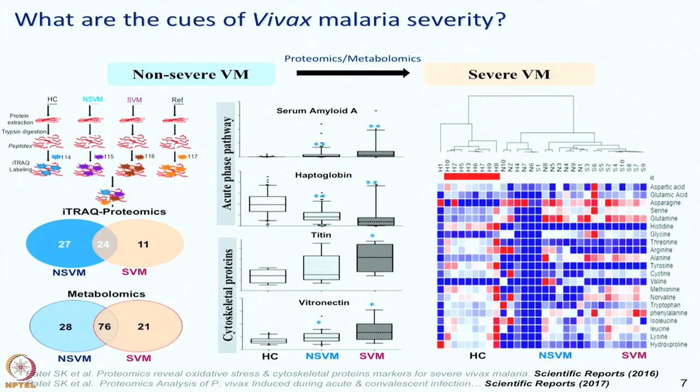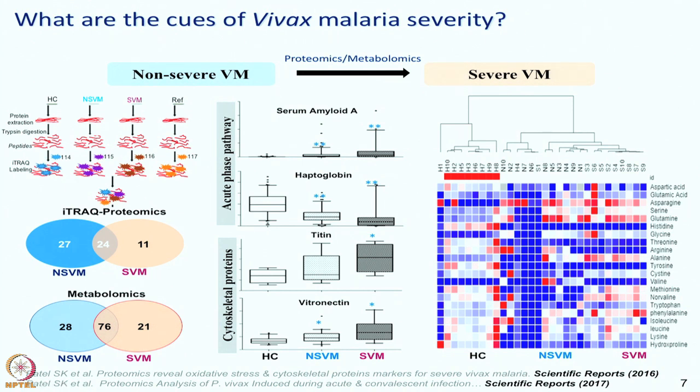So in this light, we did a quantitative mass spectrometry based workflow, where healthy individuals, non-severe vivax malaria patients, and severe vivax malaria patients were screened. Along with them, we used a reference pool here. So all of this is a typical iTRAQ based mass spectrometry study, which we talked about in the previous lectures.